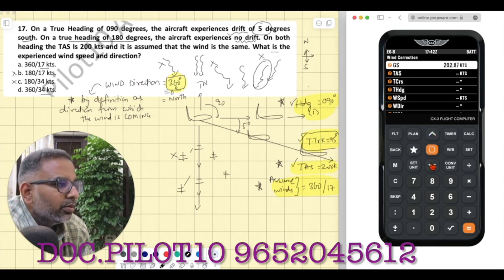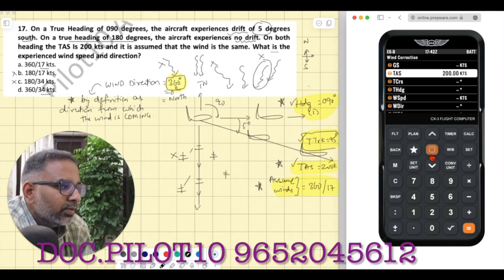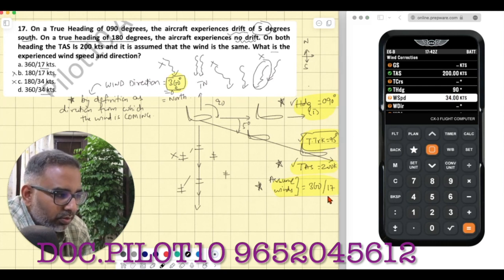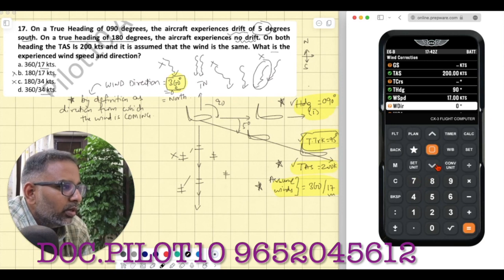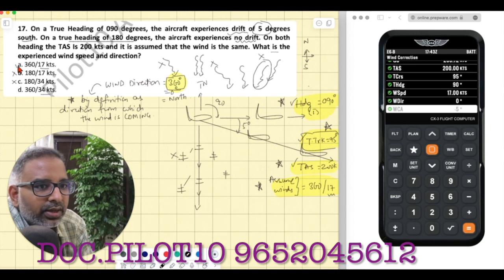So we will enter. TAS is given as 200, I have entered 200. True heading I know is 90. The wind I have checked for 34, it is wrong. In the first scenario, now we are assuming 17. So we will assume 17, and wind direction 0 degrees or north. See, our true course came out to be 95 degrees, right? So now this proves the answer is A.